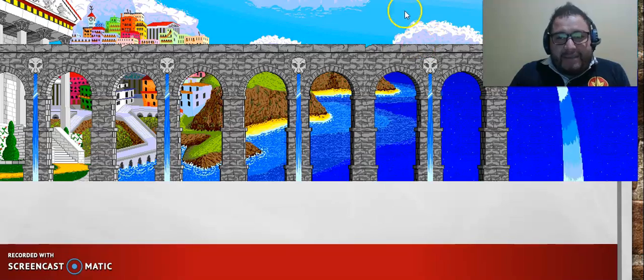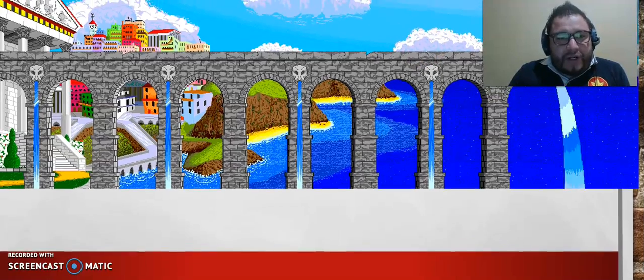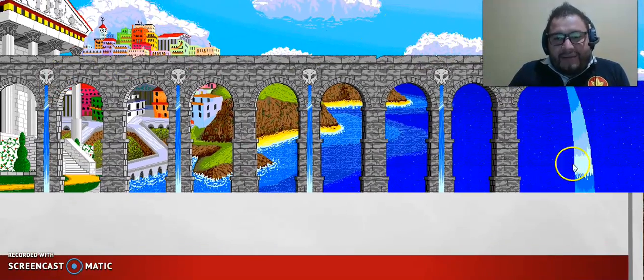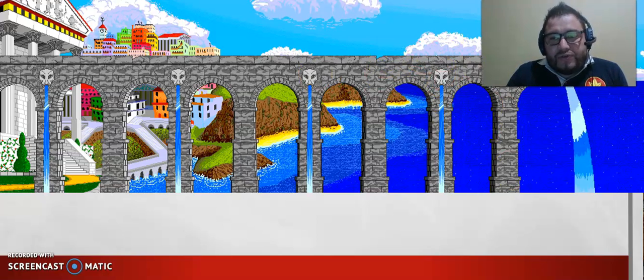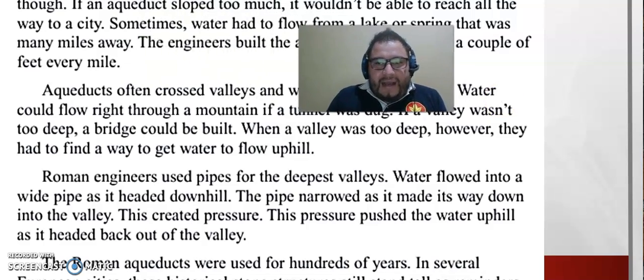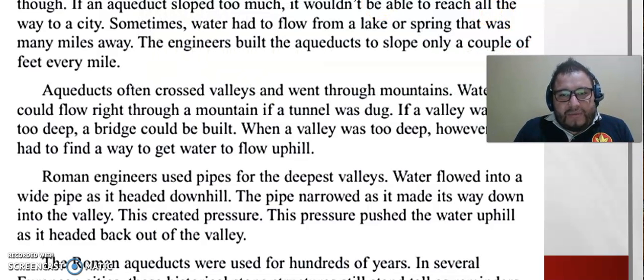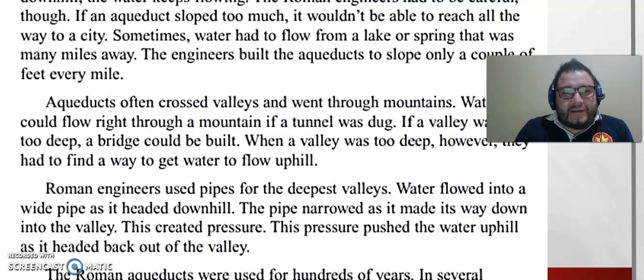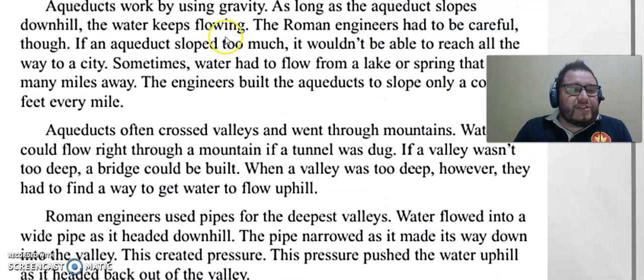So this is the example of how this bridge works, and transports the water from the reservoirs to the cities. This is the way this works. Okay, I'm not going to read so much, just the most important part to finish the reading. Aqueducts work by using gravity. This is the most important part.